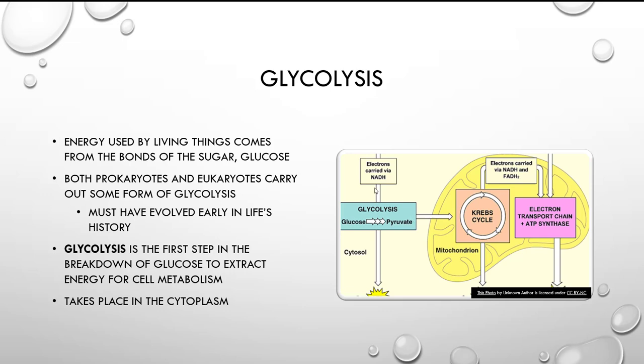So let's start out with this first step of cellular respiration where we're taking glucose and breaking it down, okay? So glucose, well, what is glucose? Glucose is that monosaccharide, and so we get that from the food that we eat.